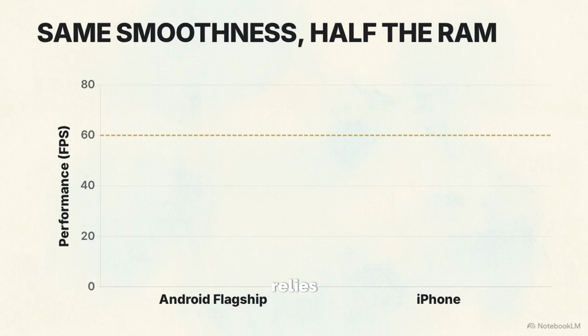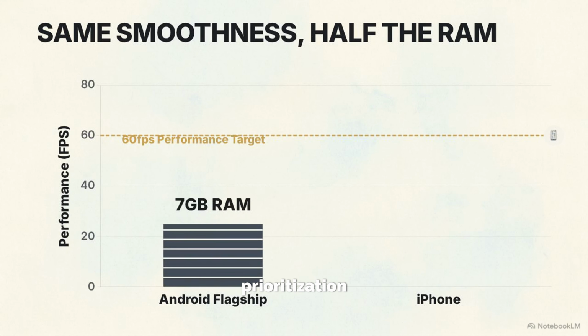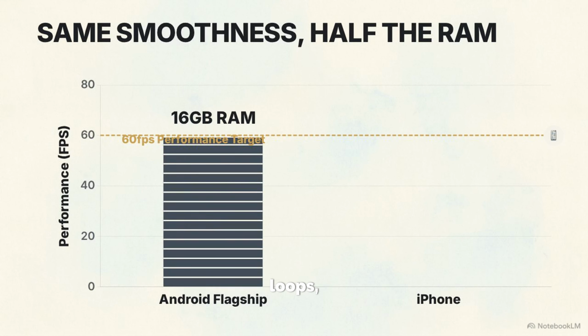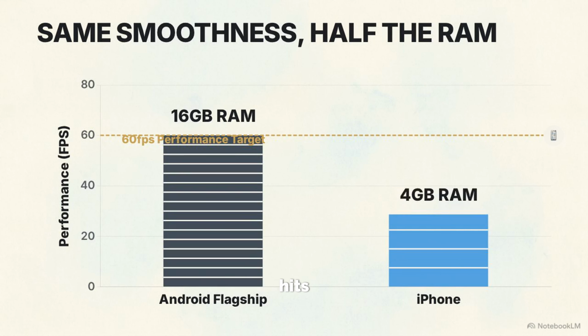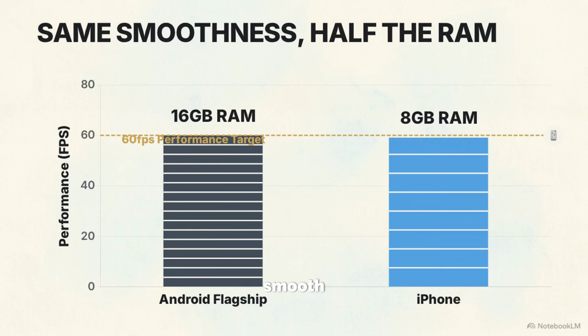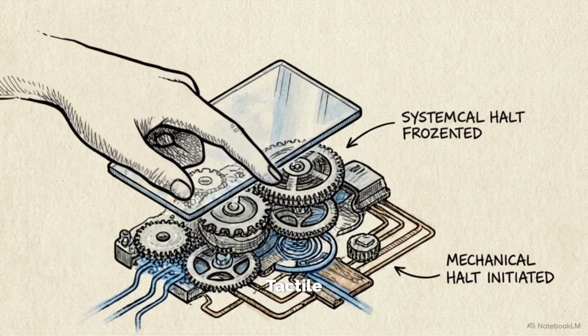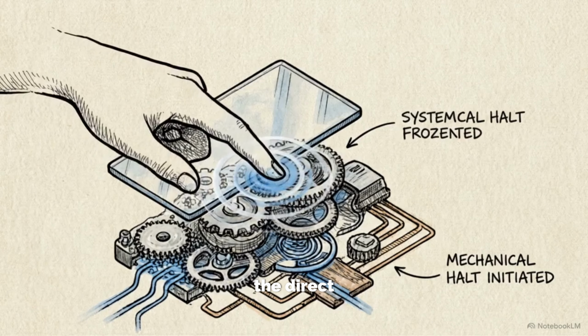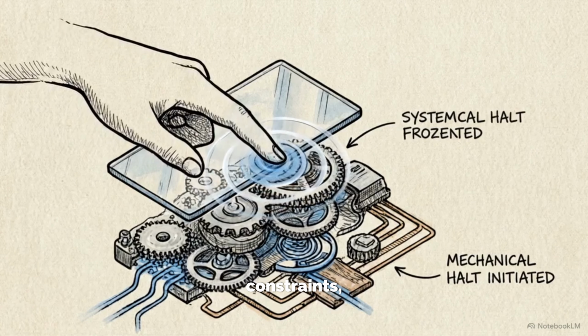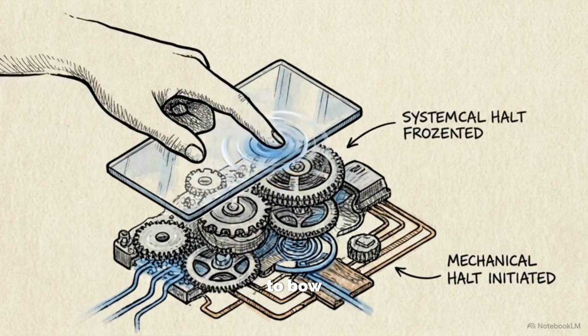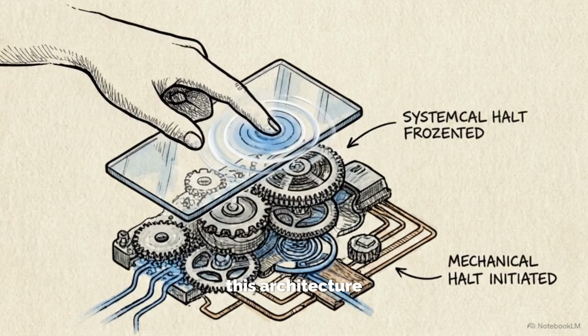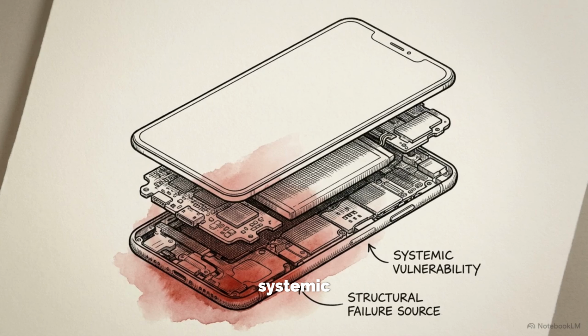Because iOS relies on strict resource prioritization and highly efficient recycling loops, an iPhone consistently hits the exact same benchmark of smooth performance while requiring roughly half the RAM of a comparable Android device. That gliding tactile feeling on iOS is the direct result of strict engineering constraints, forcing the entire machine to bow to human input. But this architecture creates a massive systemic risk.